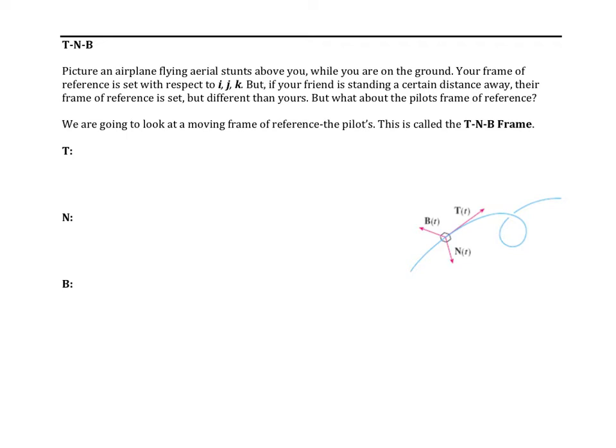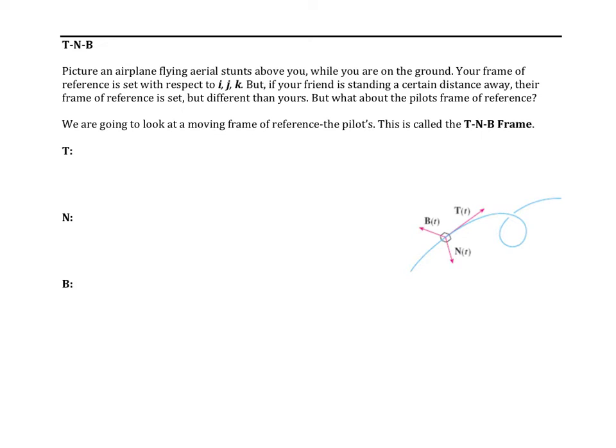But if you picture your friend who's also watching this pilot but is a mile away, what they see, although they are in the IJ plane, is a different perspective than yours. So how do we describe that motion of that plane more succinctly? Because if we're in that IJ plane, they're both going to be a little bit different. Well, we do that with the pilot's frame of reference, which is what we call the TNB frame. So let's talk about what T, N, and B represent.